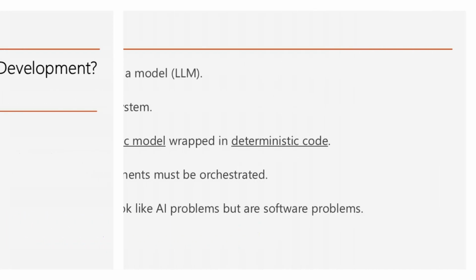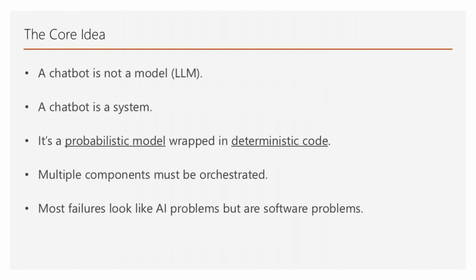The most important mindset shift is that a chatbot is not an LLM. The LLM is a probabilistic component that produces likely outputs, not guaranteed ones. Everything around it exists to constrain, guide, and control that behavior through deterministic code. When chatbots fail in production, it's rarely because the model was weak. It's usually because the surrounding system failed to properly wrap probabilistic behavior with deterministic logic.